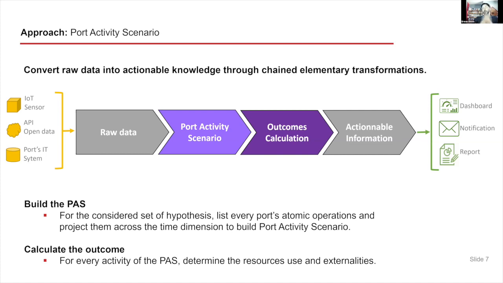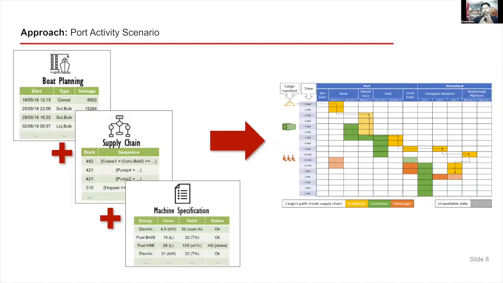So here again, it's the simplest view. For example, with my vessel call, I've got the schedule of the boat. I have to unload this one, load this one with this content, this cargo. I've got information about what we call the supply chain, an oriented graph of theoretical operations for this kind of content, for this cargo type on this dock.